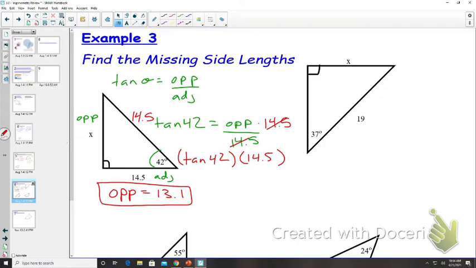Okay, moving on to the next one. So our angle is 37 degrees. So what is my relationship for x to 37 degrees? x is the opposite. Perfect. And the 19 is the hypotenuse.